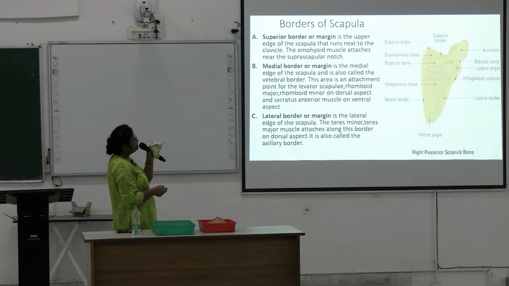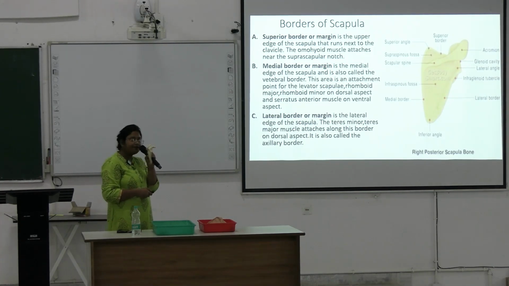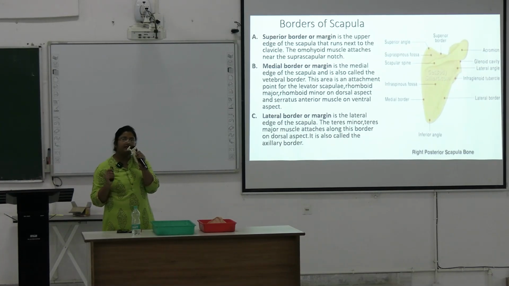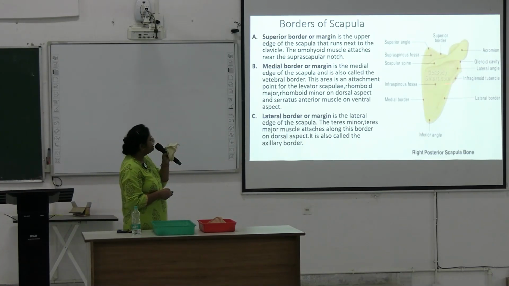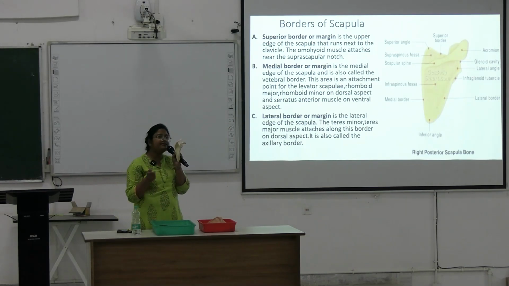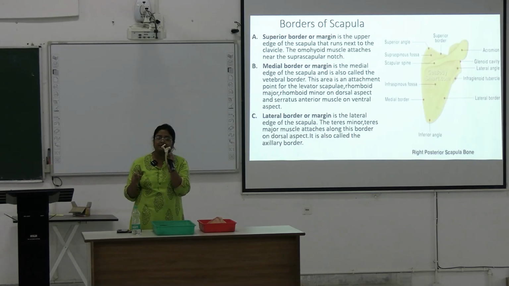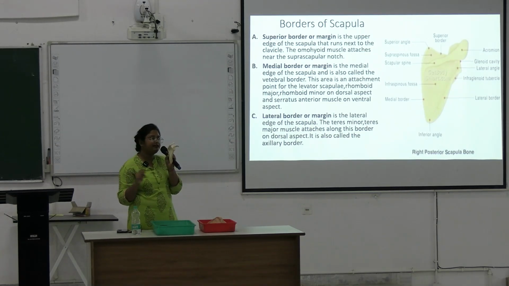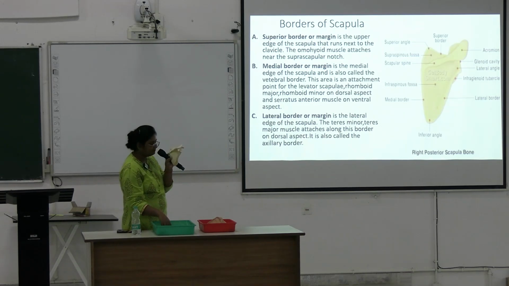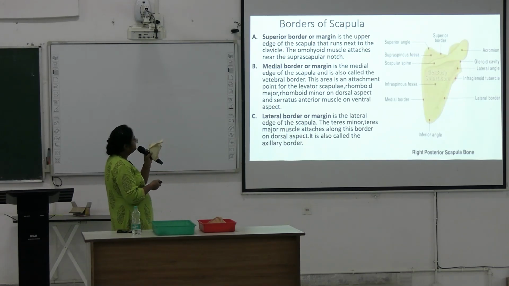See, almost upper 2/3 gives attachment to the teres minor. And here two sleeves of the teres minor are attached and in between the two sleeves there is a depression along this border here. Here is a depression for the circumflex scapular vessels, mainly the circumflex scapular artery, in between the two sleeves of the teres minor in the upper 2/3, and lower 1/3 gives attachment to the teres major. Here is the attachment of the teres major.